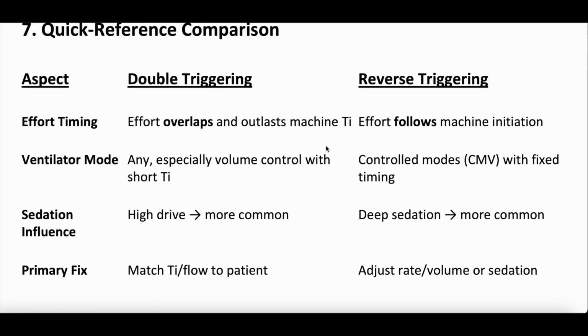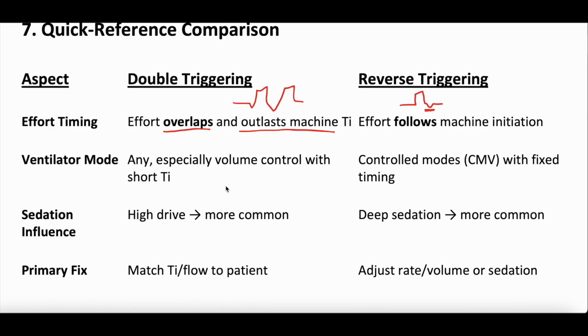But the reference guide here, effort timing: in double triggering, effort overlaps and outlasts the machine. That's why, on that pressure scalar, you get patient effort, they get a breath, and then that effort continues, so they get a second breath, okay? In reverse triggering, effort follows the machine, right? So you don't have patient effort to trigger the breath, that's just the ventilator breath, and then you get that patient effort, which is not really patient effort, just diaphragmatic reflex afterwards.